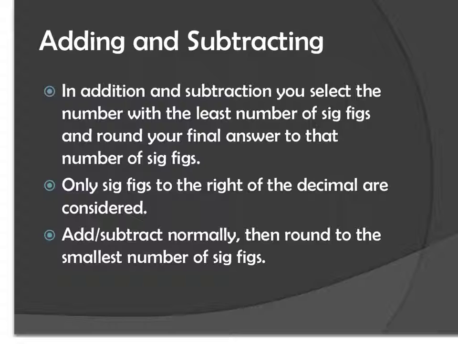All right, so now we're doing math with sig figs. There's some basic rules that we're going to follow when adding and subtracting, and there's going to be different rules for when we multiply and divide. In addition and subtraction, you're going to select the number with the least number of sig figs. So if you're looking at 2 numbers, you're going to select the number with the least number of sig figs, and you're going to round your final answer to that number of sig figs.